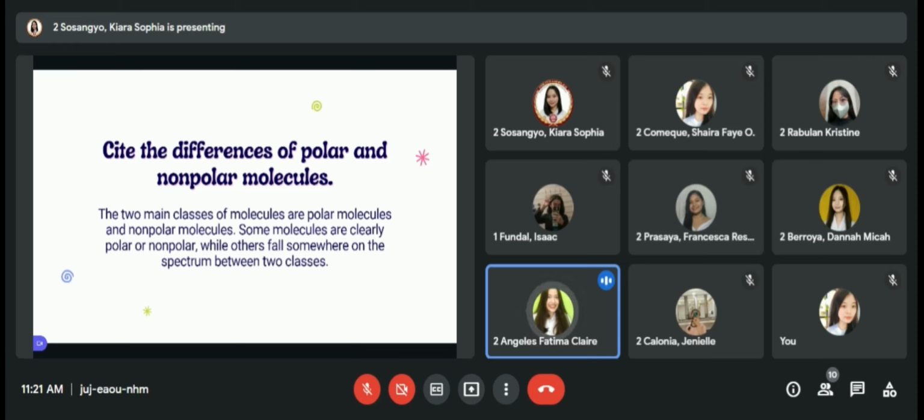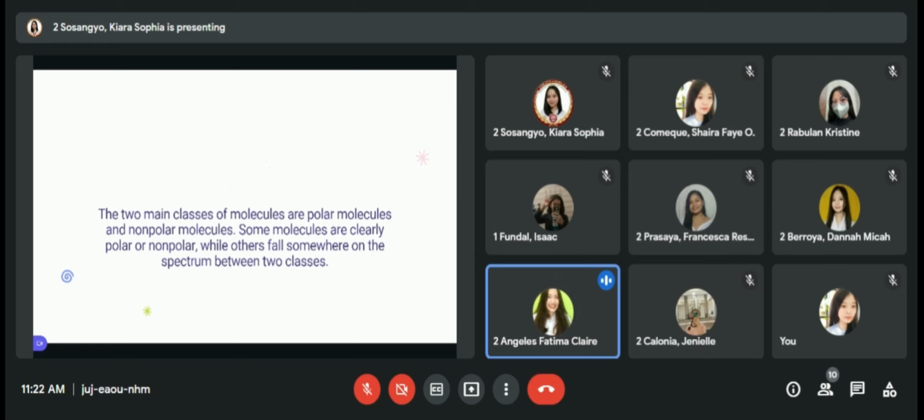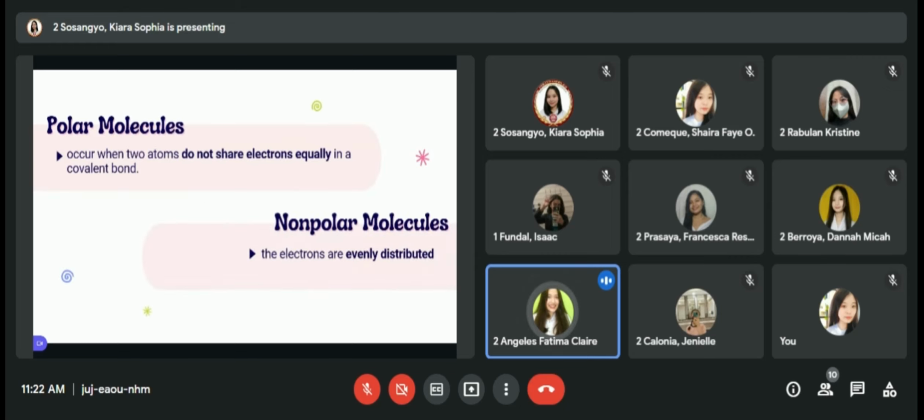Polar molecules have high melting point, surface tension, boiling point, and low vapor pressure. Polar molecules interact with other polar substances. These molecules have positive and negative charges on opposite ends, while nonpolar molecules have low melting point, surface tension, boiling point, and high vapor pressure.